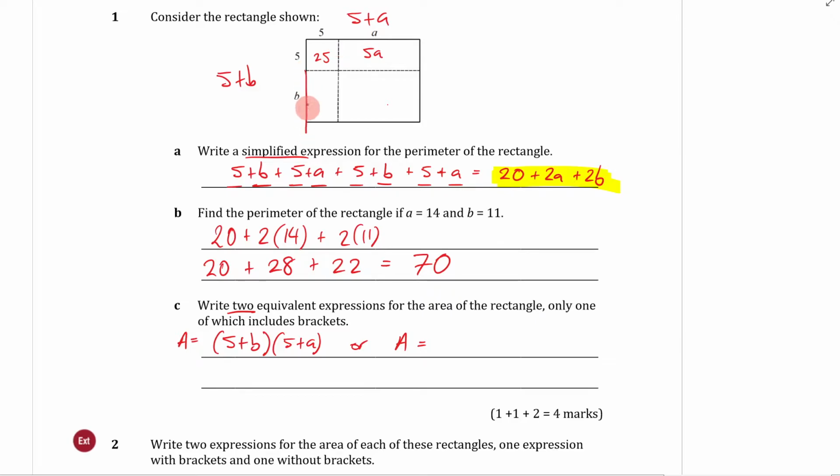This is b times 5 is 5b. And this is b times a is ba. And now we just add those up together. So 25 plus 5a plus 5b plus ba. And we're done. So there's our answers to those ones.